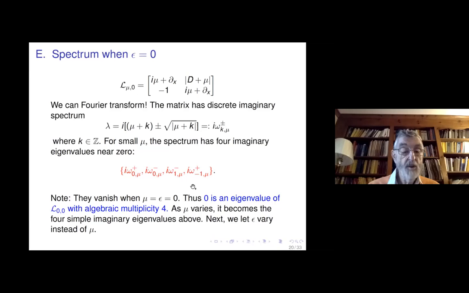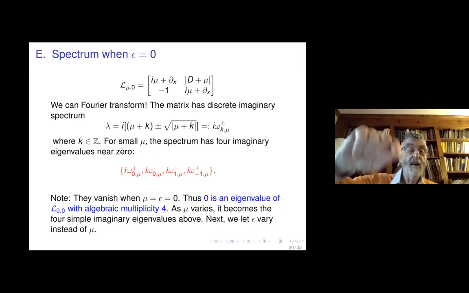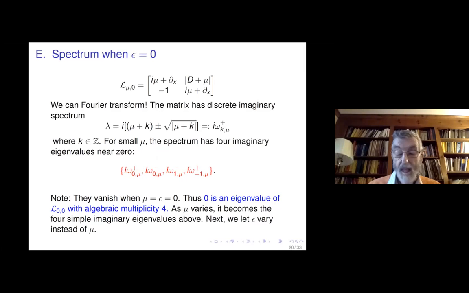If you take the special case when not only is epsilon 0, but also mu is 0, that really simplifies this a lot. Then 0 is an eigenvalue. You take k equals 0, and now mu is 0, and so lambda equals 0 is an eigenvalue, but it's an eigenvalue with multiplicity 4. This is very well known. Now, when mu is not 0, the 4 things in the null space or generalized null space split and go up the imaginary axis, 2 in the positive imaginary axis and 2 in the negative imaginary axis, and they're simple eigenvalues.